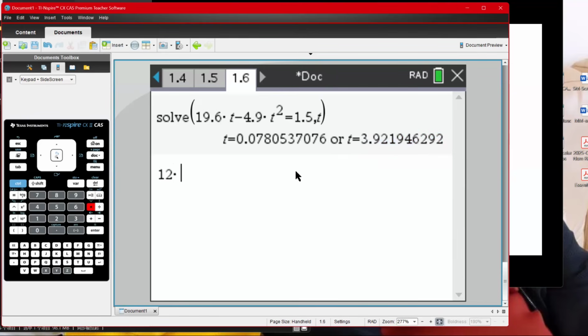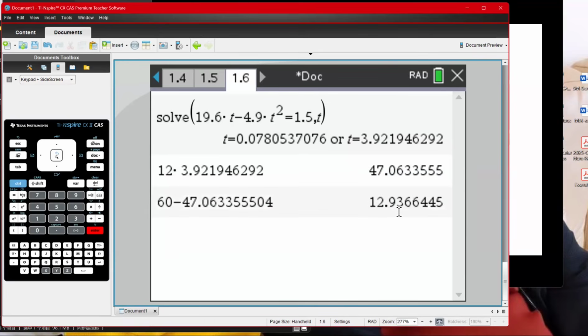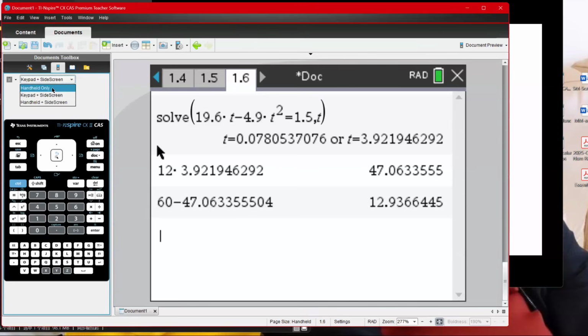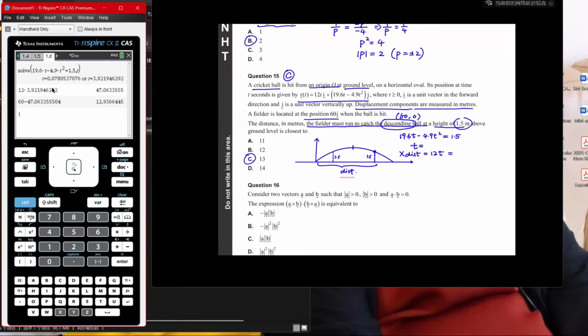And 12 times this value is 47. So it's not yet reaching the location of the fielder. The fielder must run to the left. That's why you get 60 minus this value. You get 12.93. So this is closest to 13, I would say 13. All right. Option C, right?